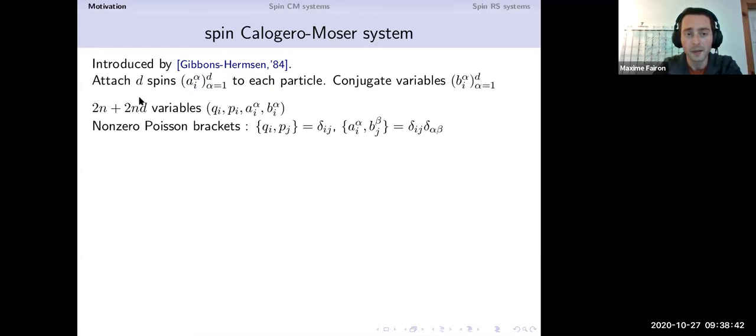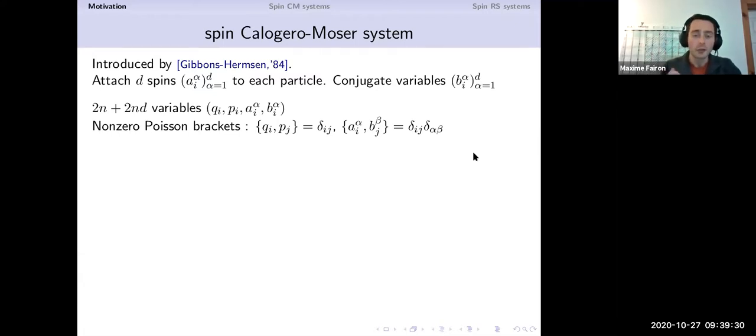Okay, so what do I mean by spins? Well, here I'm adding for each i, okay, so just remember that i is an index for a particle, okay, and so for each i, we are adding a vector here, this a_i^α with d components. Okay, and so this is just really a vector attached to each particle. And conjugate to these a_i^α variables, we will have some variables that I denote b_i^α, so that we are looking at the moment at a space which has dimension 2n plus 2nd. So we have our original position of the particles, okay, then they have their momenta, then we have this spin attached to the particles and the corresponding conjugate variables.